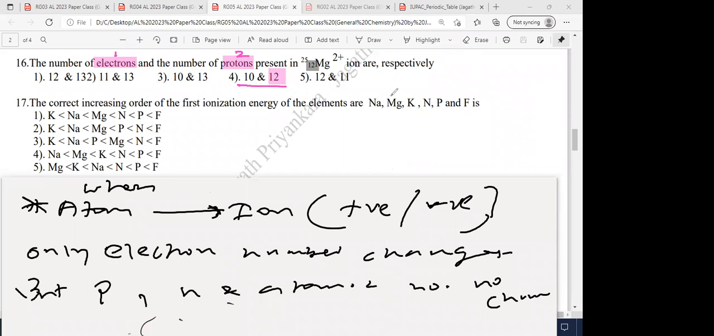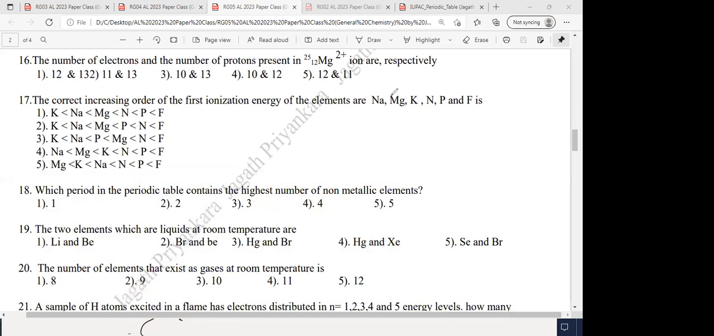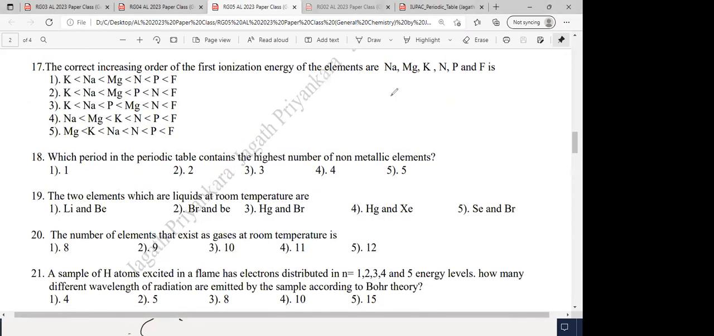Then question number 17. Please write, when an atom becomes an ion, proton and neutrons have no change. Proton, atomic number and neutrons do not undergo any change when an atom becomes an ion, positive ion or negative ion. Question number 17, hurry up. Can you quickly tell me?